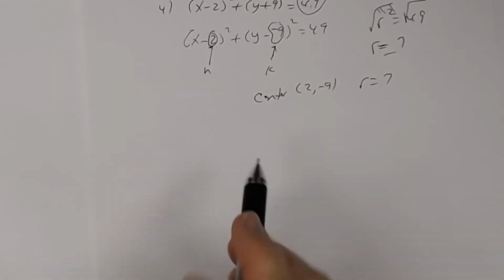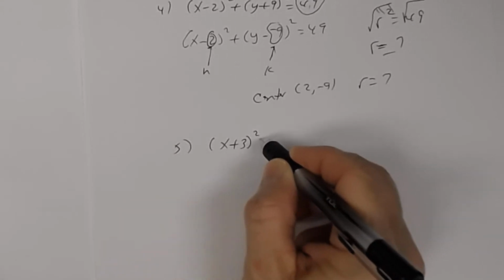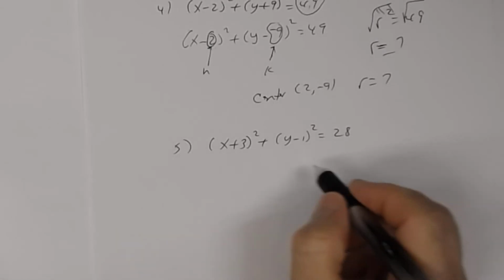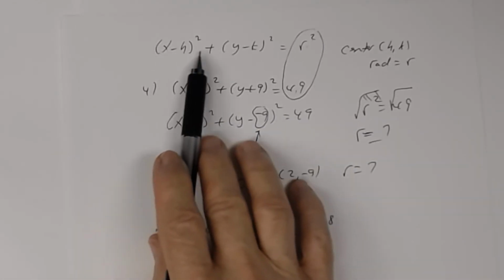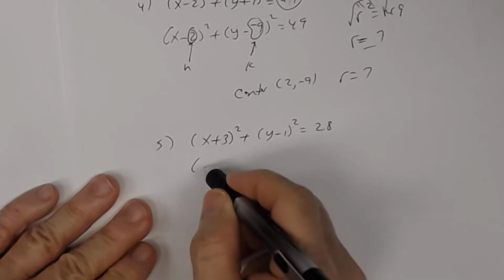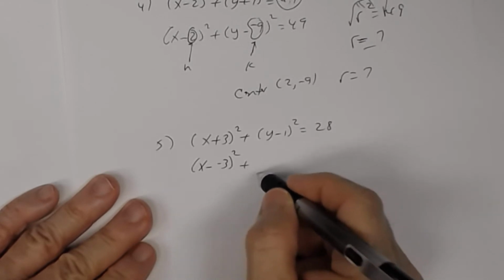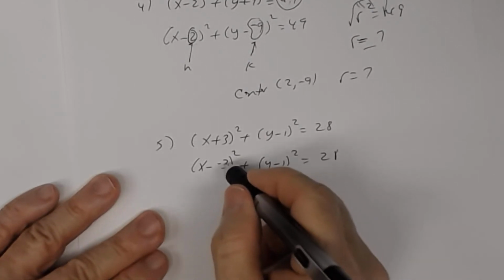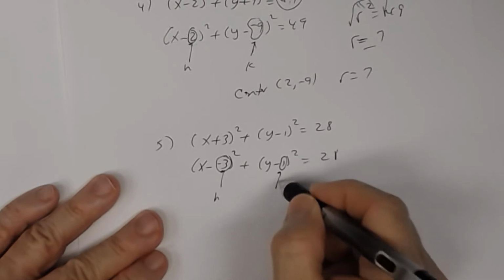All right, so number 5. Number 5, we have x plus 3 squared plus y minus 1 squared equals 28. So again, let's rewrite this to make it look like this up here, x minus, y minus. So I would just say this, x plus 3 means the same thing as x subtract a negative 3 squared. This is already subtraction, so I'm just going to rewrite it, equal 28. And so this is your h. So negative 3 is your h. Positive 1 is your k.